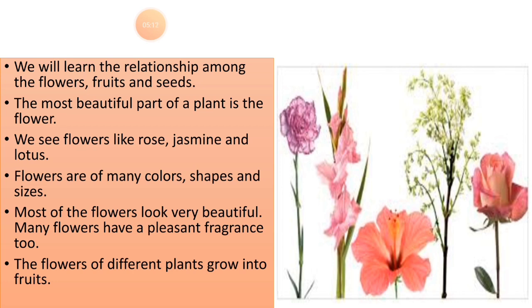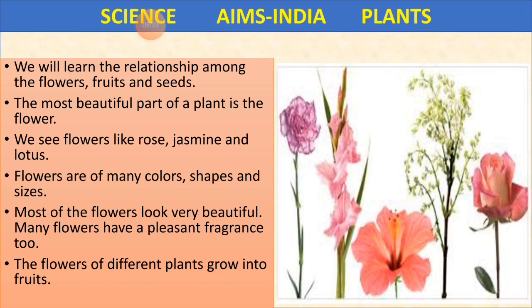The flowers of different plants grow into fruits. First we have a flower, and from that flower we will get fruits. Okay, children, so the flowers of different plants grow into fruits. Clear?